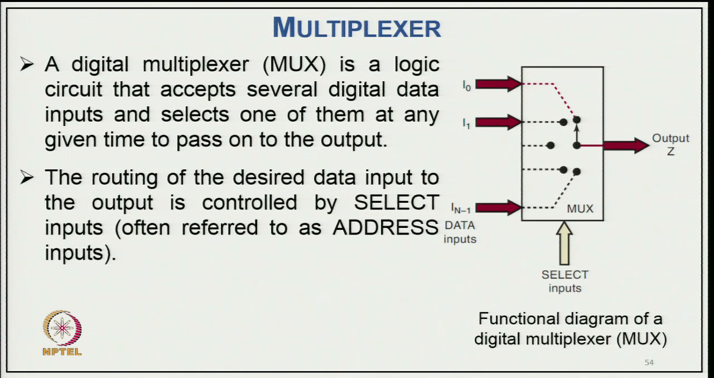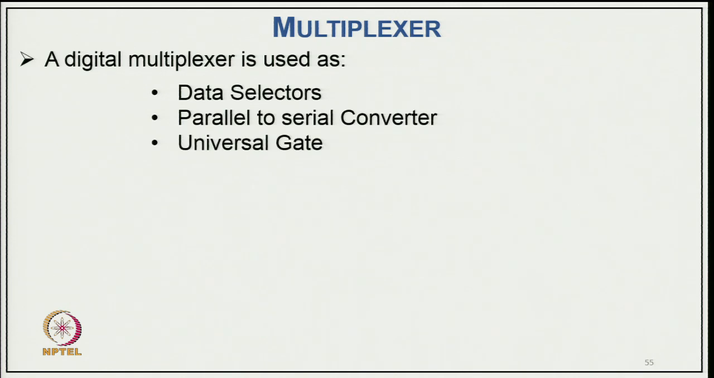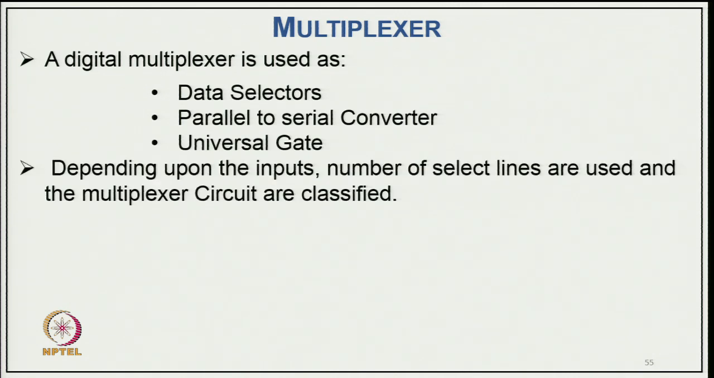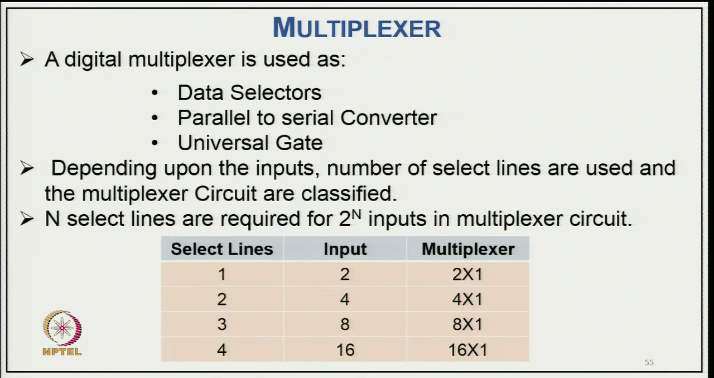The routing of the desired data input to the output is controlled by the select input, often referred to as the address input, and an example is a modern home stereo system. A digital mux is used as a data selector, parallel to serial converter, and universal gate. Depending upon the number of inputs, the number of select lines used in the multiplexer circuit is classified, and n select lines are required for a 2^n input multiplexer. Here you have select lines typically 1, 2, 3, 4.